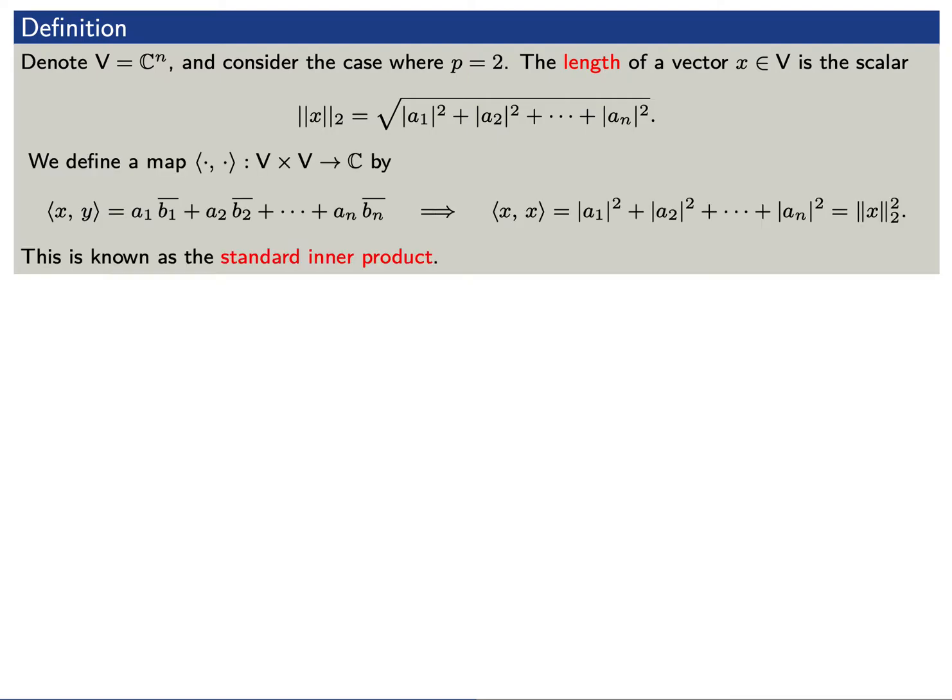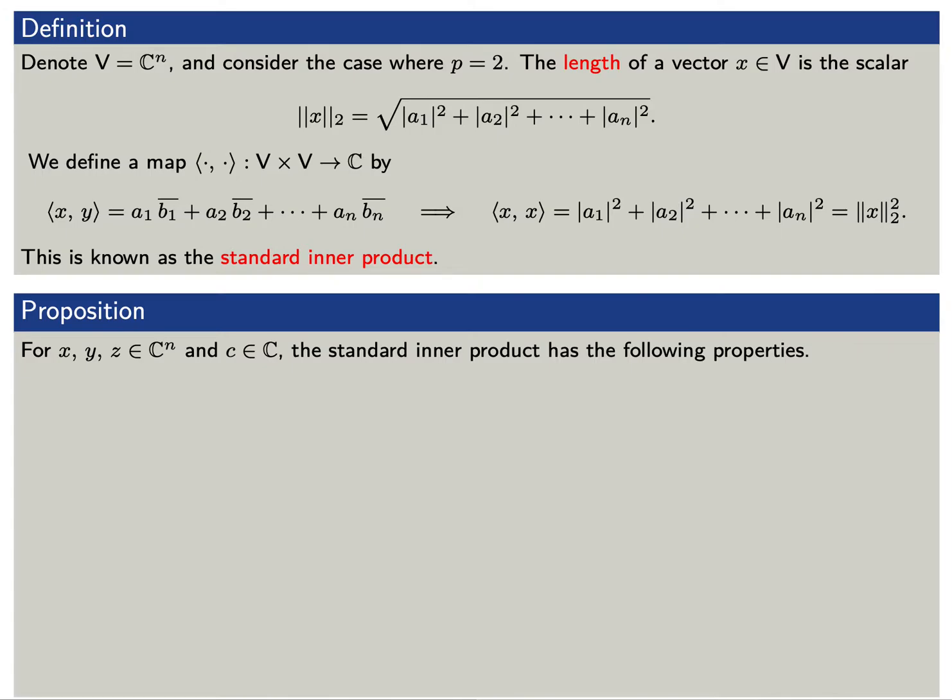We'll define a map angle bracket that takes two vectors x and y and returns the scalar a1 times b1 conjugate plus a2 times b2 conjugate, and so forth. This is what is known as the standard inner product on our vector space V.